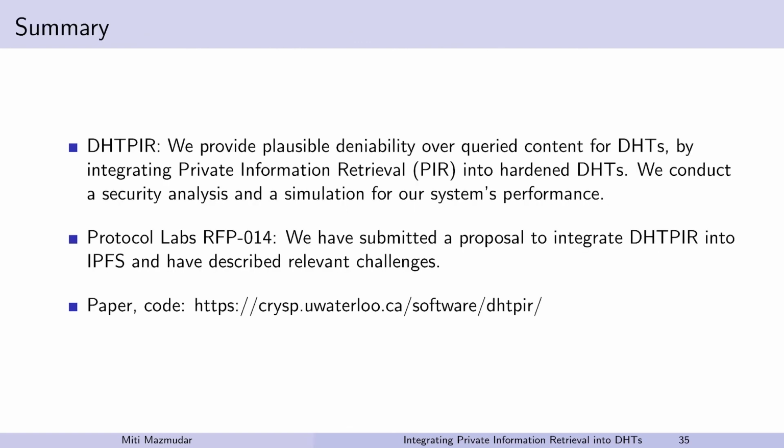So to summarize, we provide plausible deniability over queried content for DHTs by integrating private information retrieval, or PIR, into hardened DHTs. Our architecture allows a user to privately retrieve a document from the network without the nodes in the target quorum or any in-path nodes learning what document was retrieved. We conduct a security analysis and a simulation for our system's performance. We have submitted a proposal to integrate DHTPIR into IPFS and have described some relevant challenges in this talk.